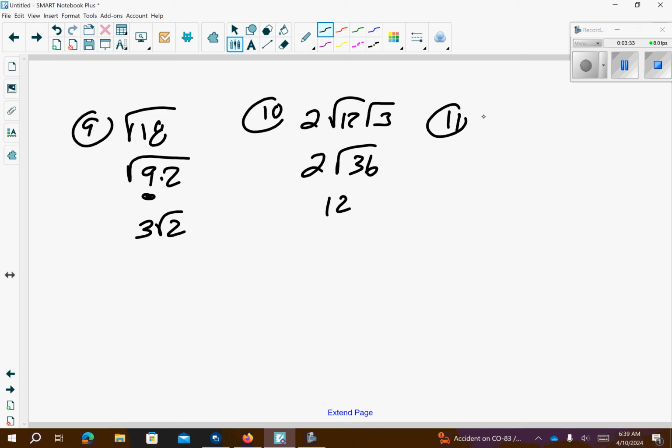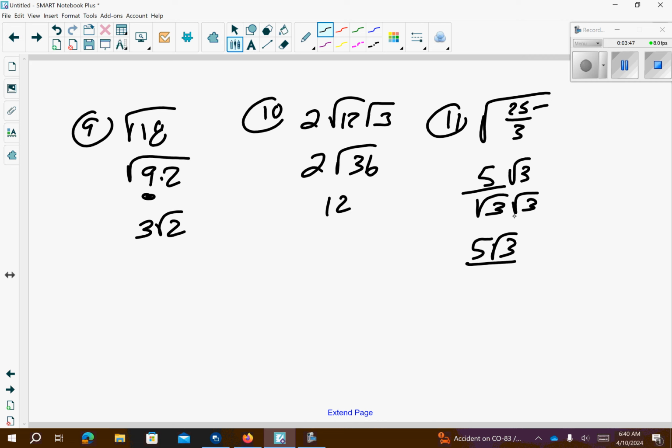Number 11, I get root 25 over 3. We take the square root of 25, which is 5, so now we just have a square root on bottom. Get rid of the square root on bottom by multiplying top and bottom by that. So I get 5 root 3 on top. Root 3 times root 3 is root 9. Root 9 is just 3. The 5 and 3 won't reduce. There's our answer.